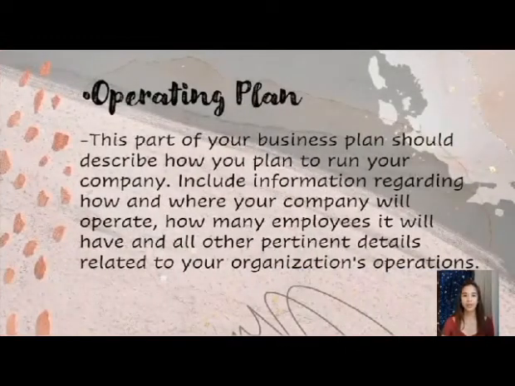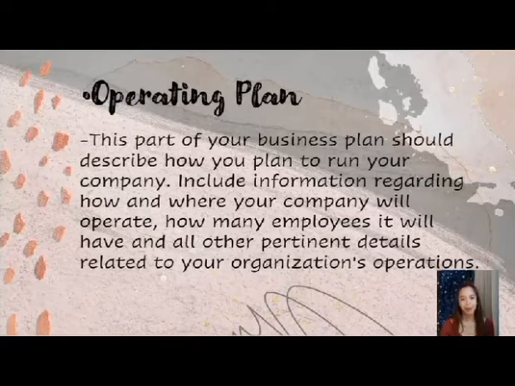So next is the operating plan. This part of your business plan should describe how you plan to run your company. Include information regarding how and where your company will operate, how many employees it will have, and all the other pertinent details related to your organization's operations.